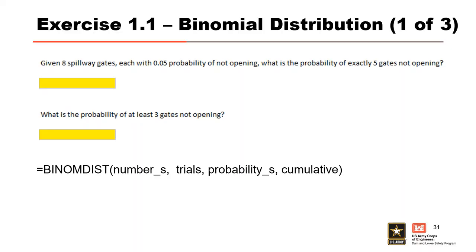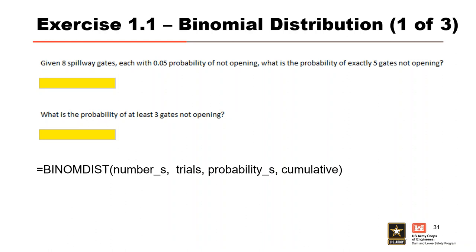This brings us to our first exercise, exercise 1.1, binomial distribution. Please open up the Module 1 exercise and homework file from the course material now. This file will have separate tabs for the three exercises that we will do during this module.